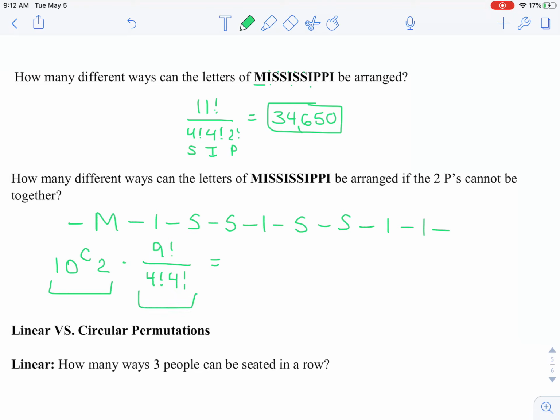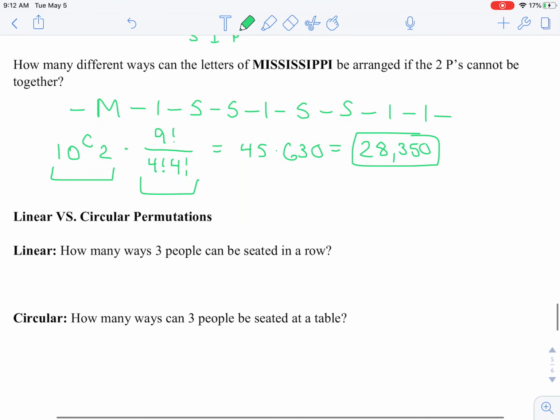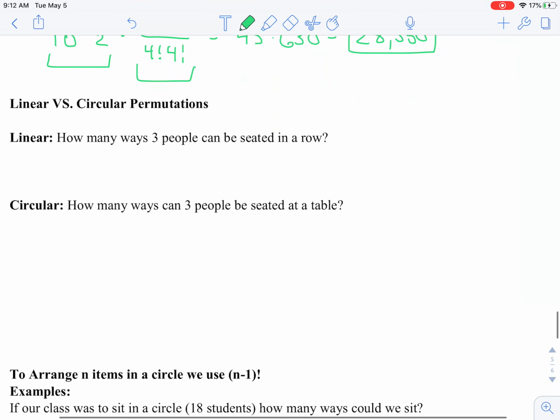So again, it's the ways in which I can place the 2 P's in those 10 spots, and then it's the number of ways the other 9 letters can be arranged into different orders there. So our answer for this one, the 10 choose 2 would be 45. Okay. And the other half here would be 630. And that gives us a total of 28,350 different ways.